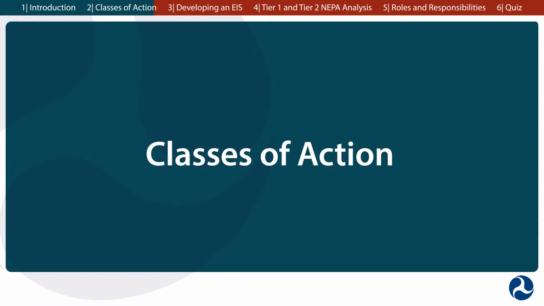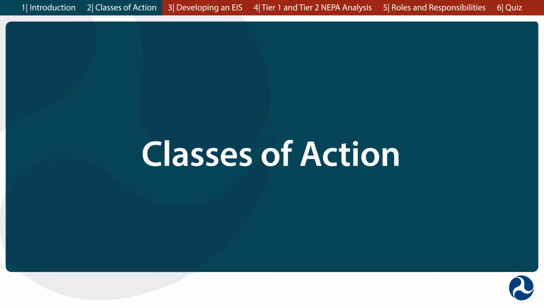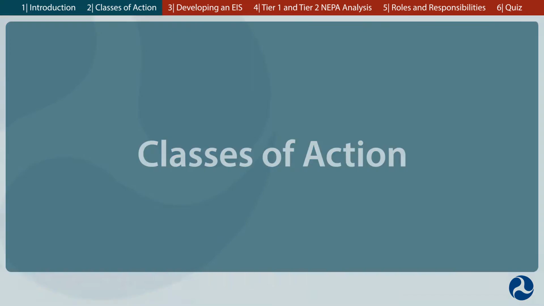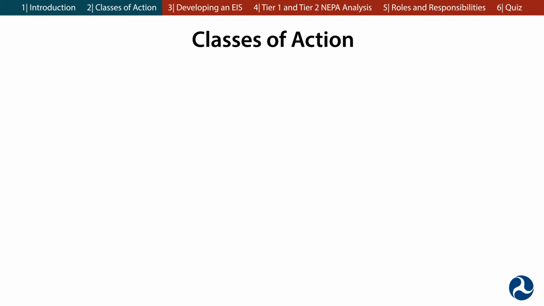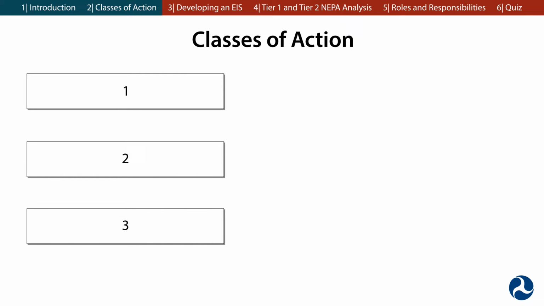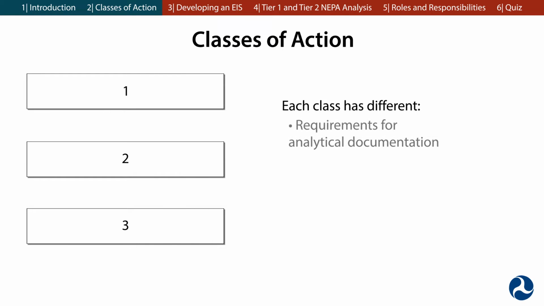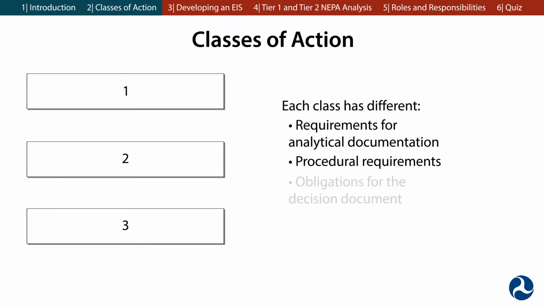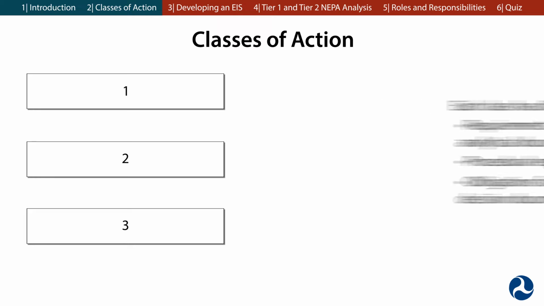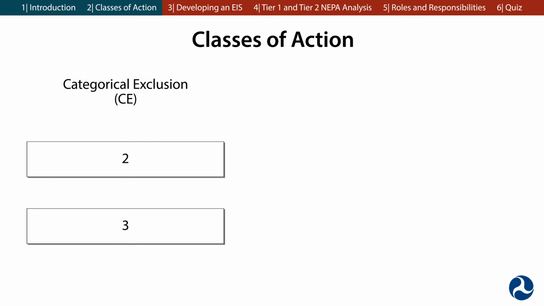Before we get into the environmental review requirements, let's first explain the various classes of action. FRA projects are categorized into one of three NEPA classes of action. Each class has different requirements for analytical documentation, procedural requirements, and obligations for the decision document that results at the end of the process. The first category is categorical exclusions, or CEs.